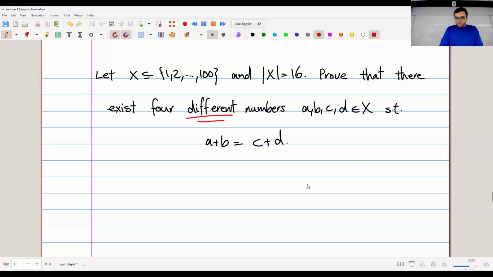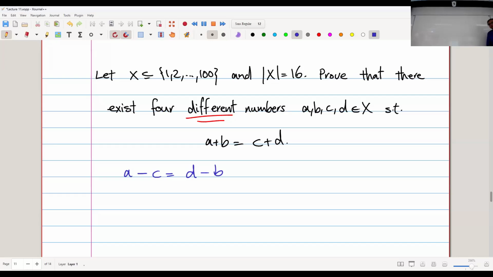Okay, in this case, we need to do a little bit of manipulation. So first of all, what does it mean when I say A plus B is C plus D? I can just move things around, and I can make it something like this. A minus C is D minus B. Okay. So now, instead of sums, I'm talking about differences. So basically, the problem is equivalent to saying, find 4 numbers such that the difference of the first pair is equal to the difference of the second pair.